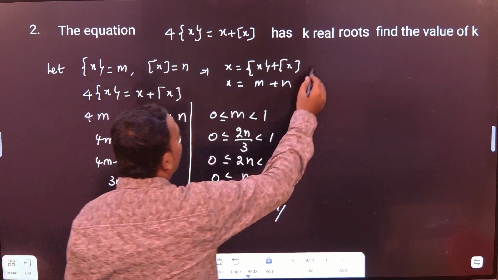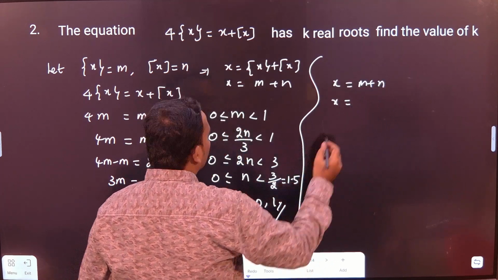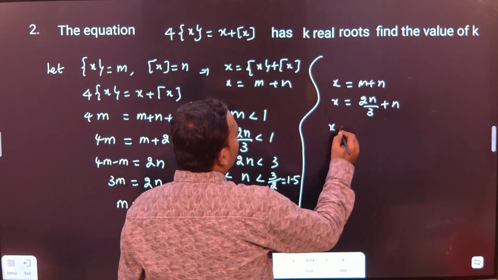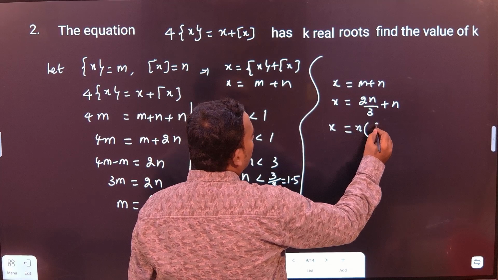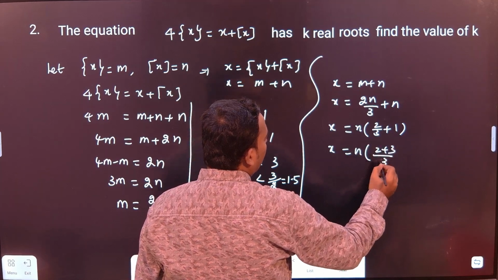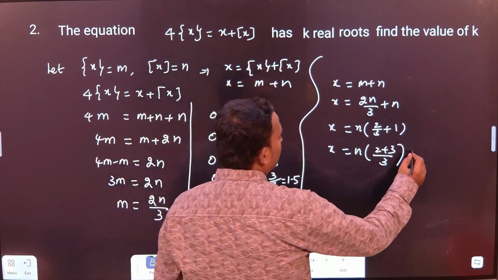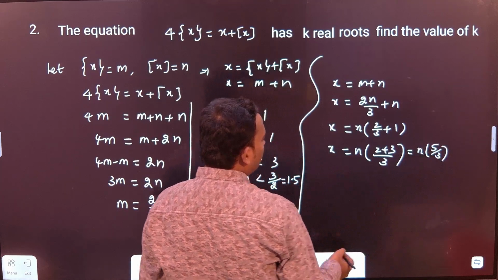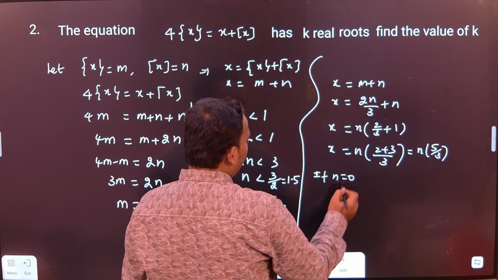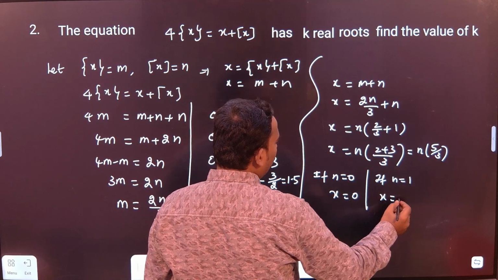Understood? Now you can find the x value here. What is x? m plus n. x is equal to, what is m here, 2n by 3 plus n, right? So x is equal to, you can take n out, 2 by 3 plus 1. So x is equal to n, you take 2 plus 3 by 3, correct? I am taking LCM, 2 plus 3 by 3. It is equal to n into 5 by 3, right? So therefore, x is equal to 5 by 3 n. Suppose if n is equal to 0, what is x value? 0. If n is equal to 1, x is equal to 5 by 3.